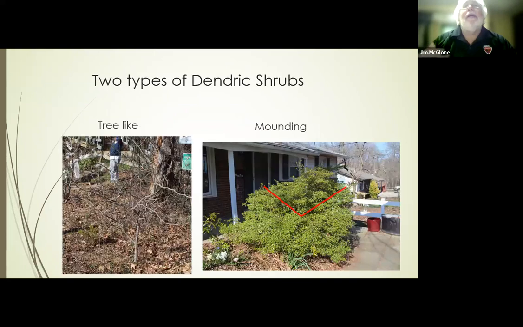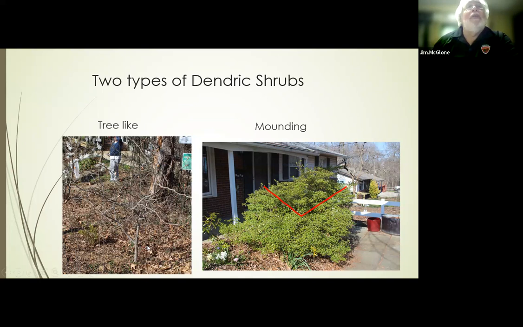So there are basically, in my consideration, two types of shrubs. There are what I call dendritic shrubs. These are shrubs that grow kind of like trees, where there will only be one distinct root plate with one or just a few trunks coming out of them. And then we'll talk about the cane type shrubs in a minute.